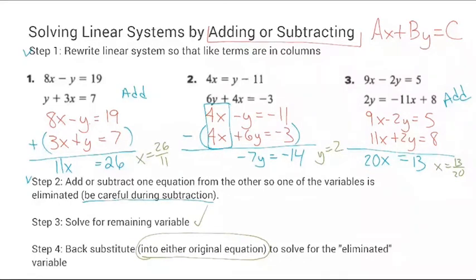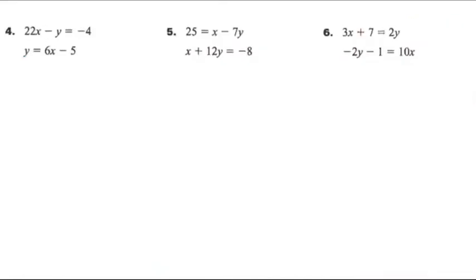So step one, I'm going to rewrite these in standard form. 22x minus y equals negative 4. Okay, these are actual problems. Again, if you take out the homework sheet, you can be doing them on the homework sheet, or you can do them in your notes. I'm going to have to subtract 6x to move it to the left.